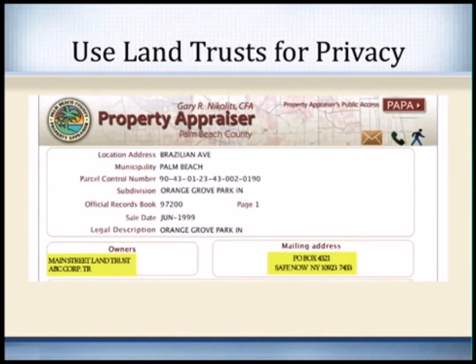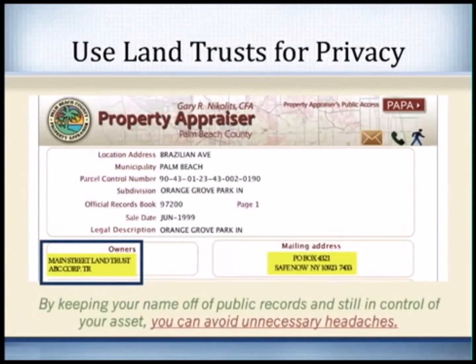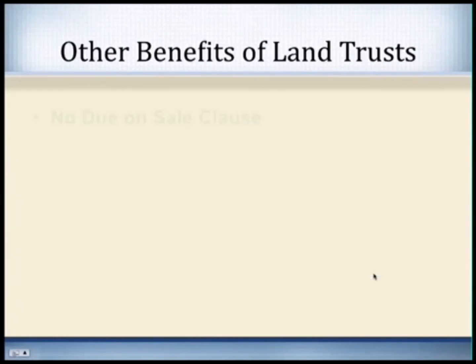Now you'll see that John and Jane have taken their name off and they've got their property in the Main Street Land Trust with ABC Corp as the trustee and the P.O. Box mailing address now out there, safe now in New York. So this is the way to avoid unnecessary headaches but still remain in control of your assets.